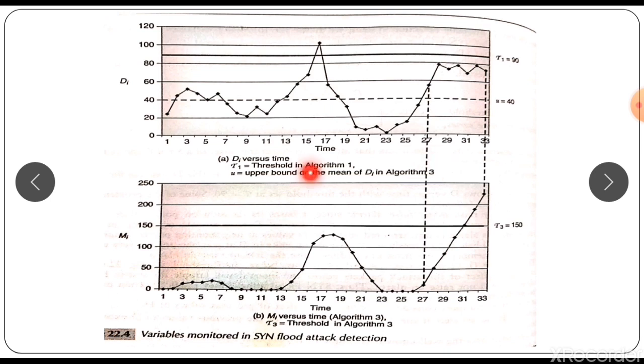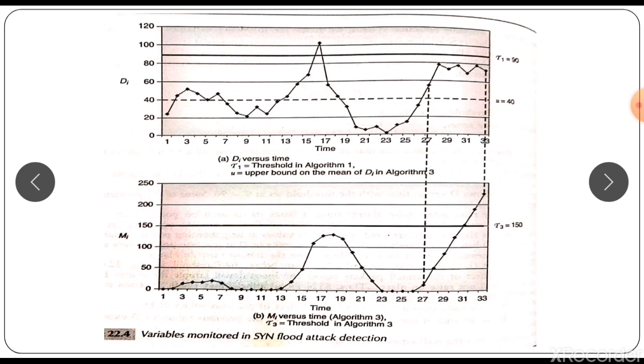So in the second diagram, which is time against the value of mi, we have set a threshold T3, which is equal to 150. At time 1, if you observe this diagram, the di value is less than u, which is 40. So the mi value will become 0, because we are showing only the part of the diagram corresponding to this.